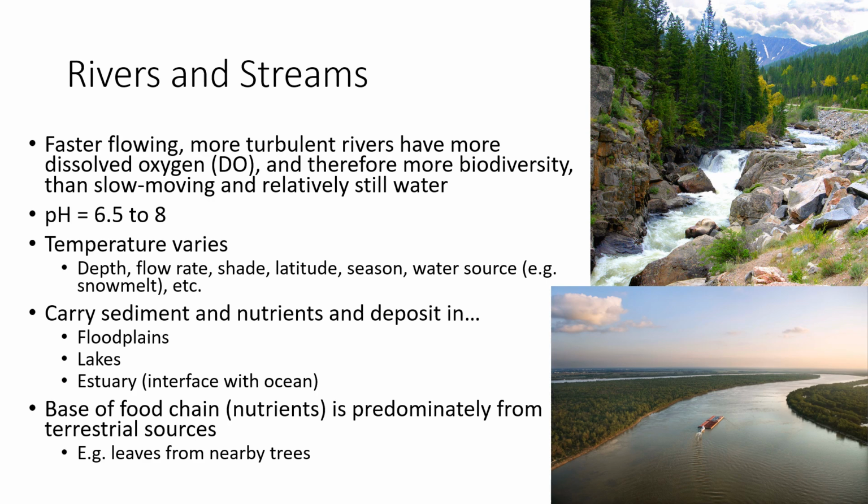And the base of the food chain, the nutrients, are often coming from the terrestrial sources. So, like leaves from nearby trees, for example. So, like the photosynthesizers in the moving water, the nutrients that they're using is coming from the terrestrial surrounding sources. Often, the fish are going to be eating stuff from terrestrial sources as well, such as insects that fly from the land and lay their eggs in the water, but then get eaten before they can lay their eggs, for example.